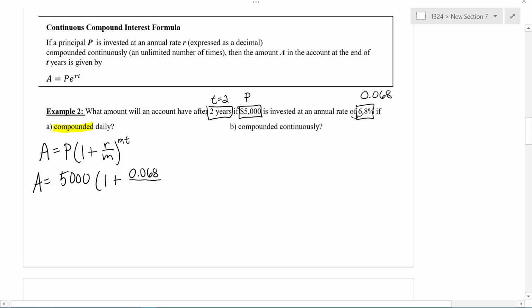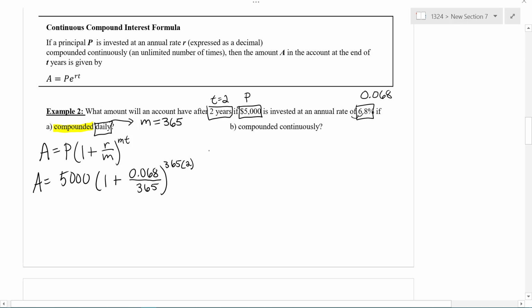So we're going to do A equals 5,000 times 1 plus our interest rate divided by M. Now what is the M here? This says compounded daily. So we want to know how many times per year we compound if we're compounding every day. When you see daily, we're going to use 365, 365 days a year, for section 3.2. So when you see compounded daily, your M value is 365. So we're going to do 365 times our T value, which we said was 2.